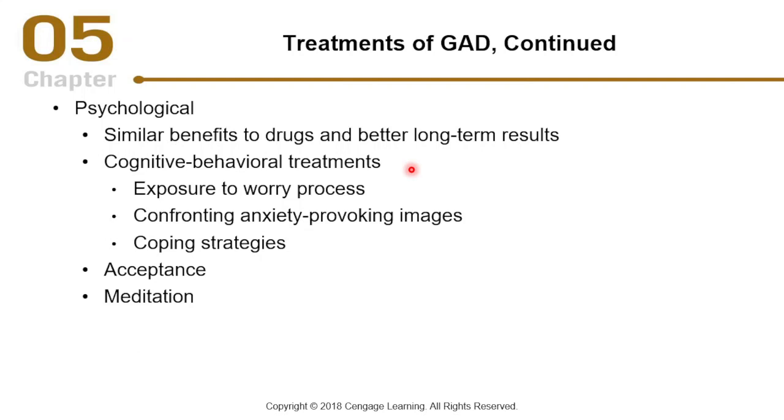And when we try to help out clients with GAD, we use this type of techniques, yung exposure to worry process, and then confronting anxiety-provoking images, and of course coping strategies. Yung exposure to worry process, we usually try to walk them through with how they think about things.